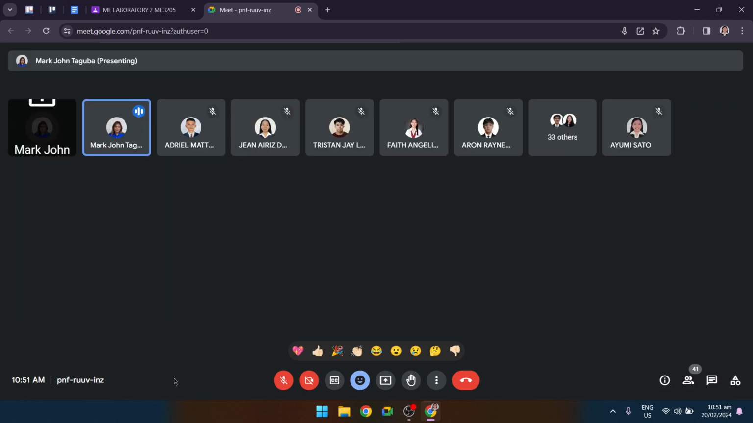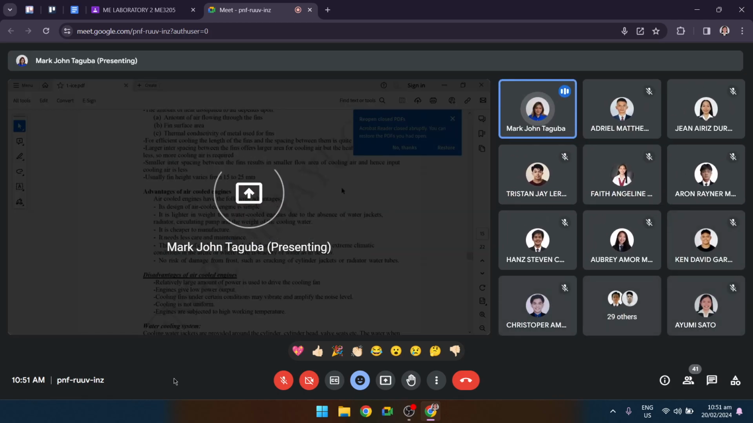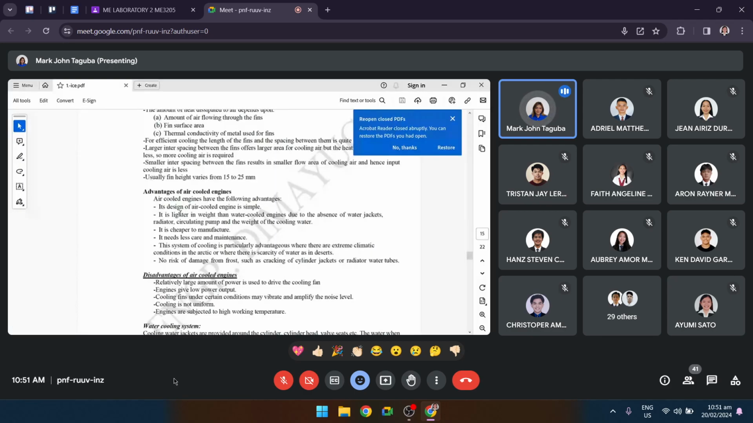Ayan. So, for the advantages of air-cooled engines, its design is simple. It is lighter in weight than water-cooled engines due to the absence of water jackets, radiators, circulating pumps, and the weight of the cooling water. And also, it is cheaper to manufacture. It needs less care and maintenance.